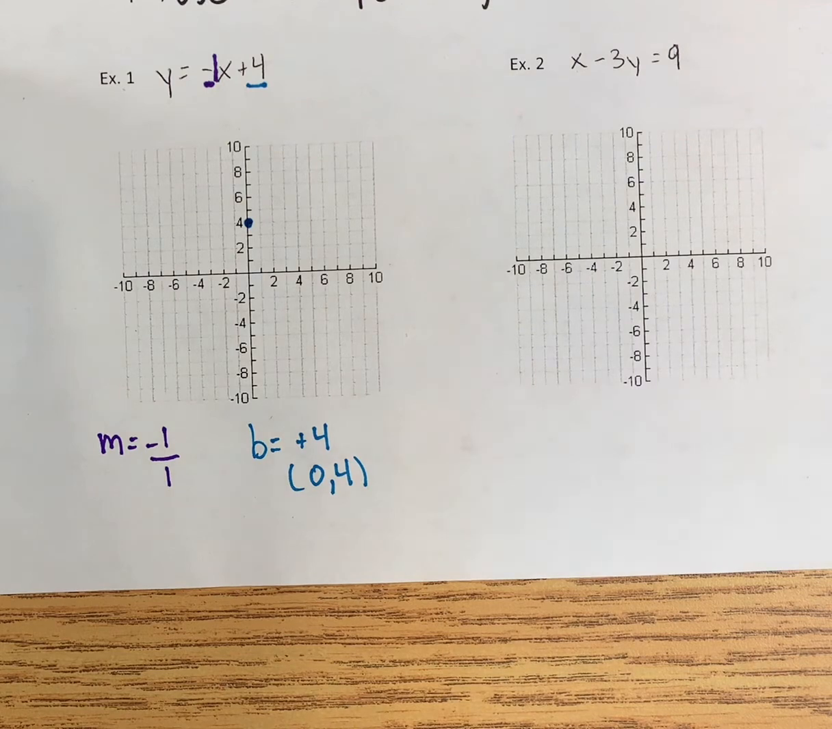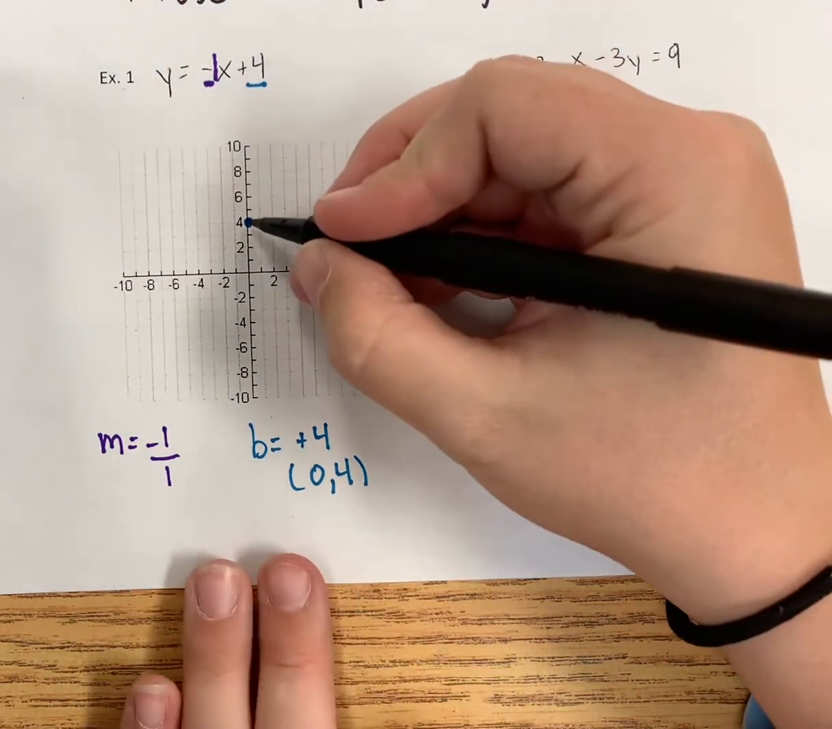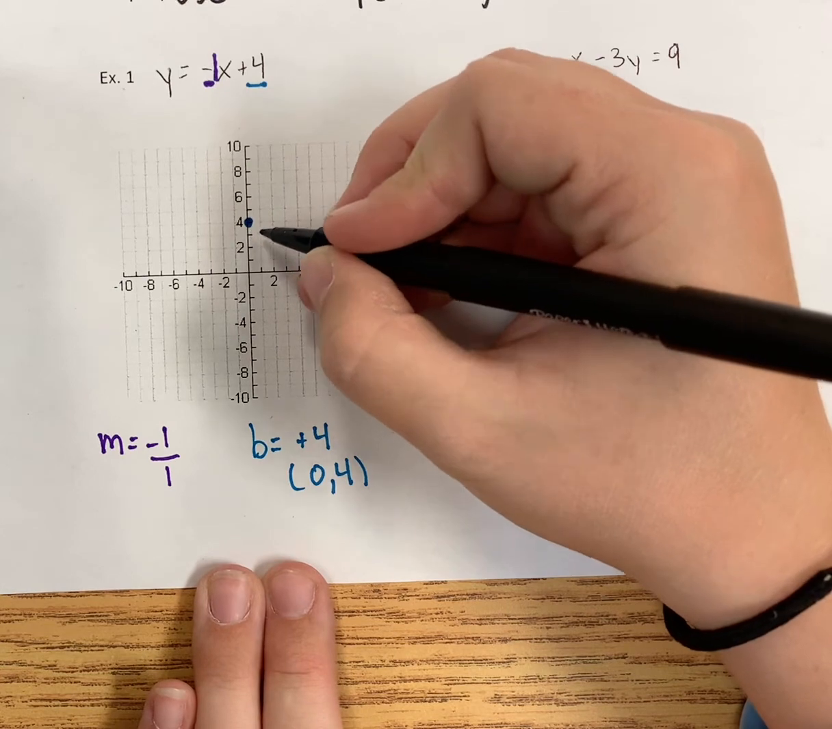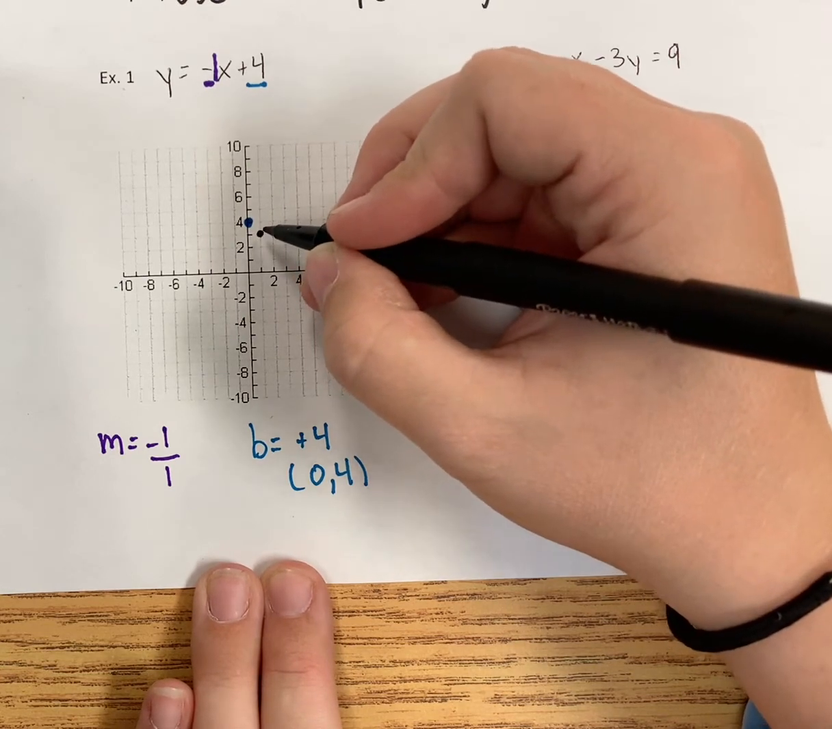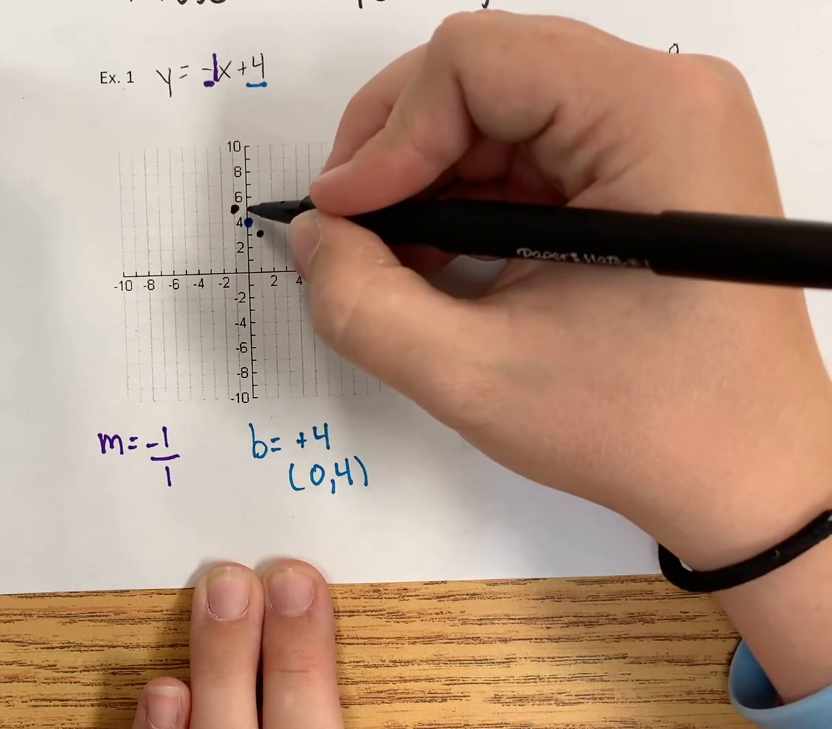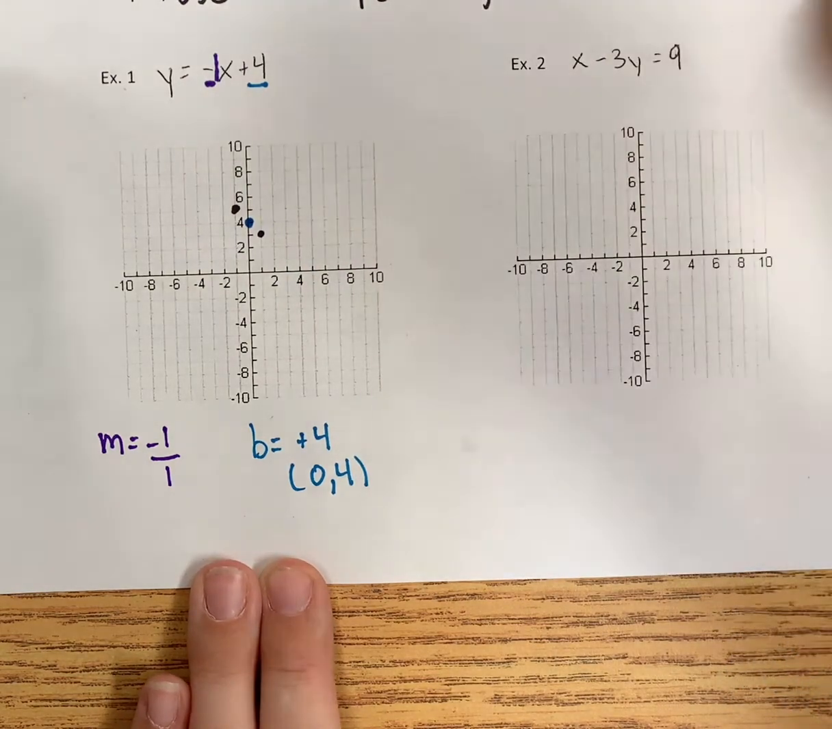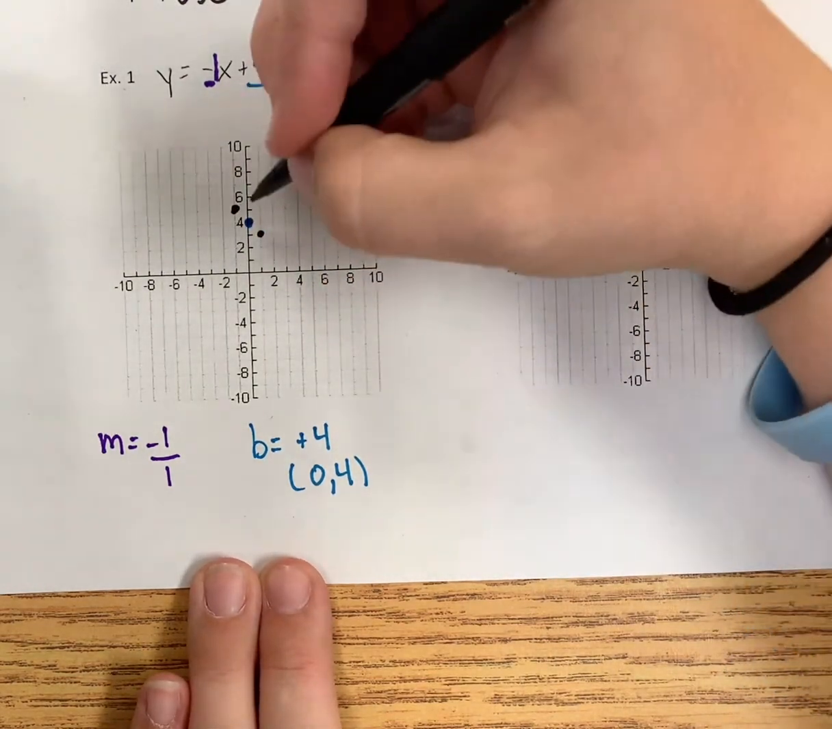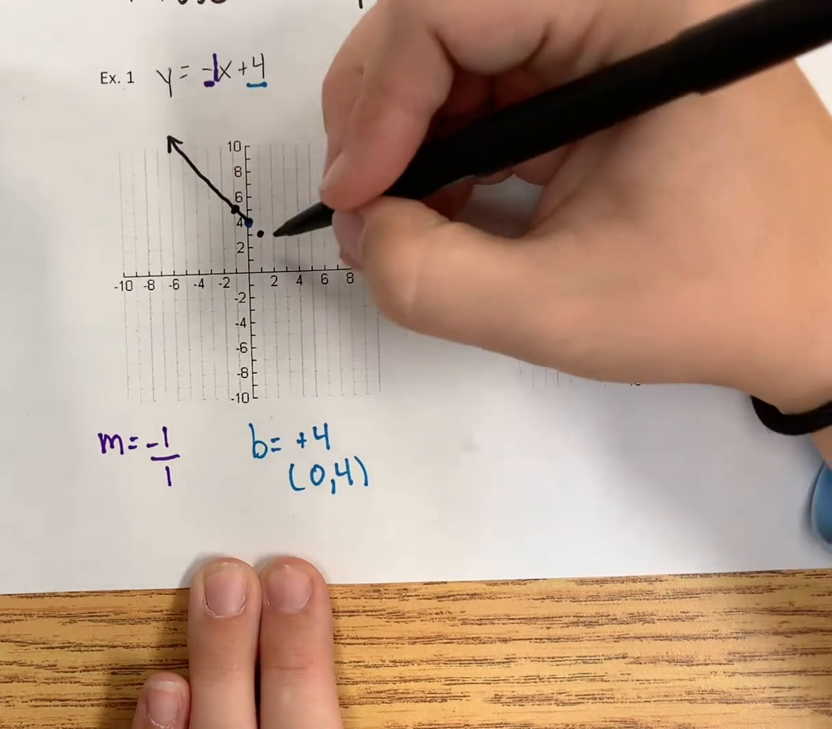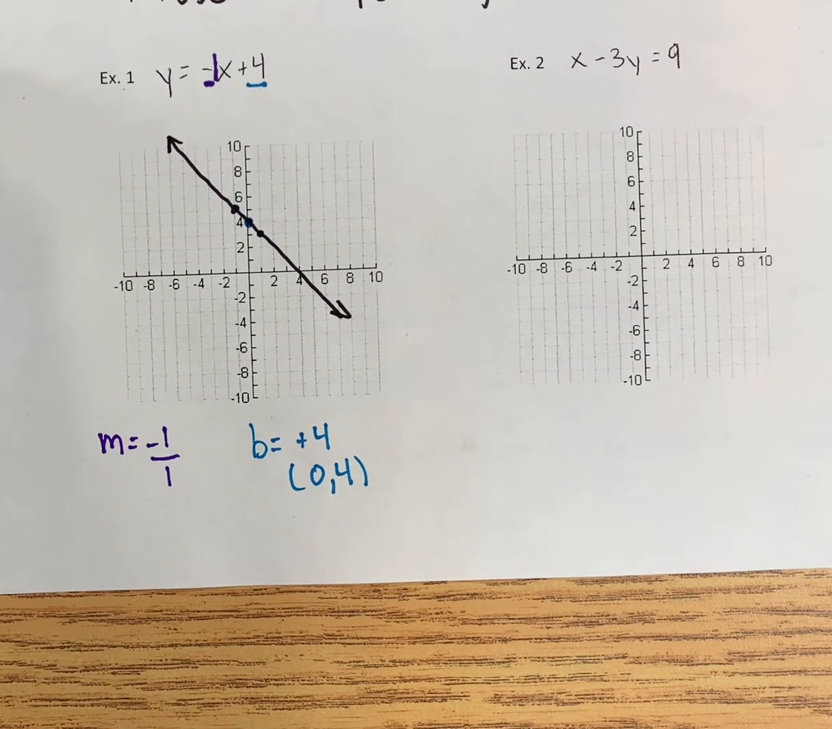Then you want to use your slope to help you get 2 more points. Since it's negative 1 over 1, you can either go down 1 and then to the right 1, or you can go up 1 and then to the left 1. Either way. And again, you just need 3 points. We have these 3 points, so I'm now good to draw my line. The line doesn't have to be perfect. It's just the general idea. So there's that first example.